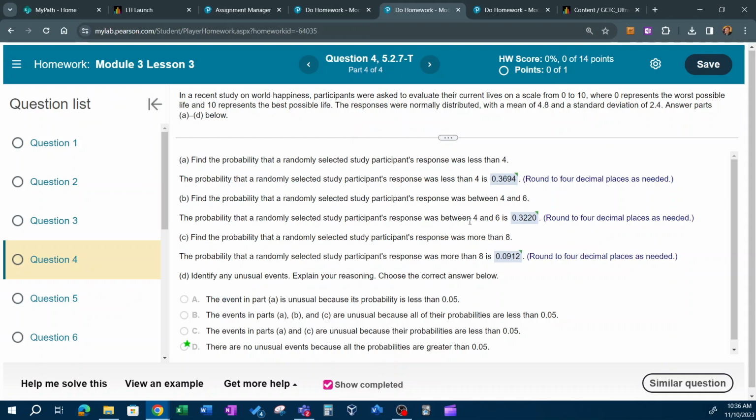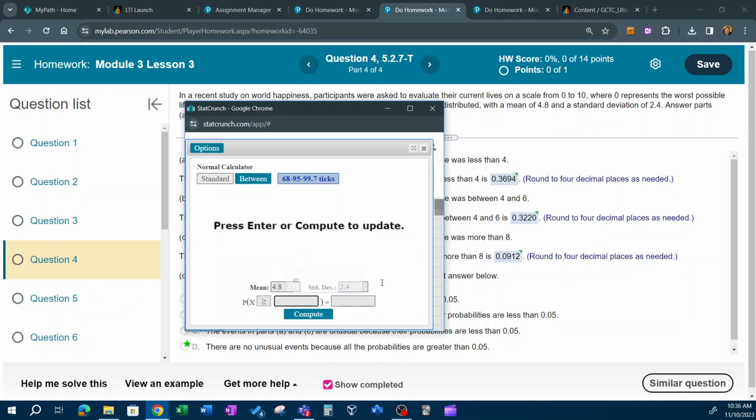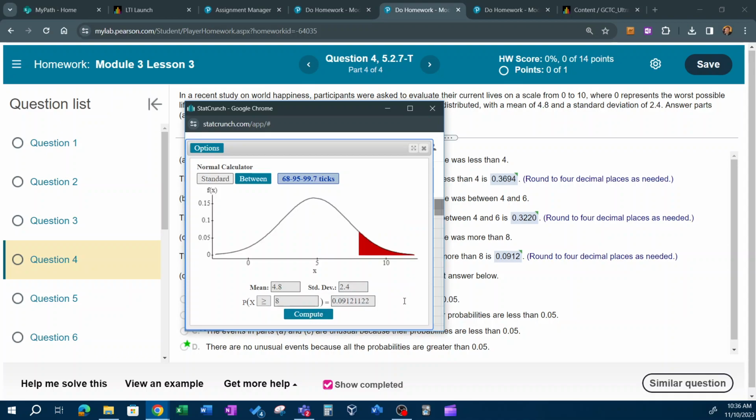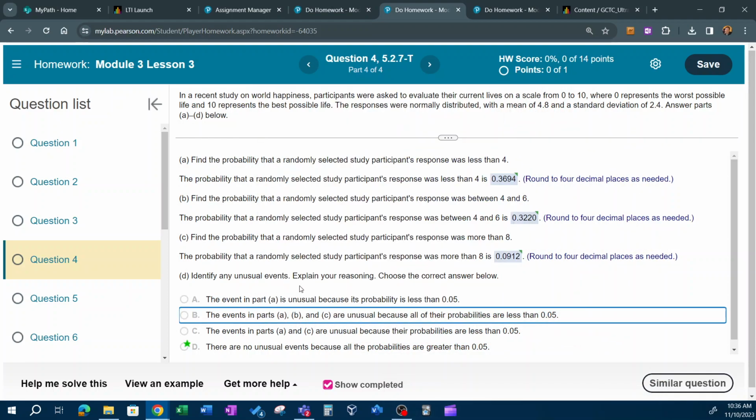This one's between 4 and 6. This is more than 8, all right? More than 8. How are you going to do that? That just means the red region is on the right side. It's greater than 8. All right, so there's your answer there. What's the probability? And this last part says, are any of these events unusual? The way you know that is they have to be less than 0.05. If you look at these answers, none of them are less than 0.05, so there are no unusual events.